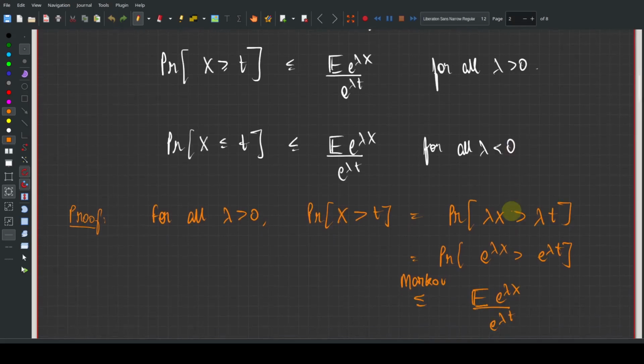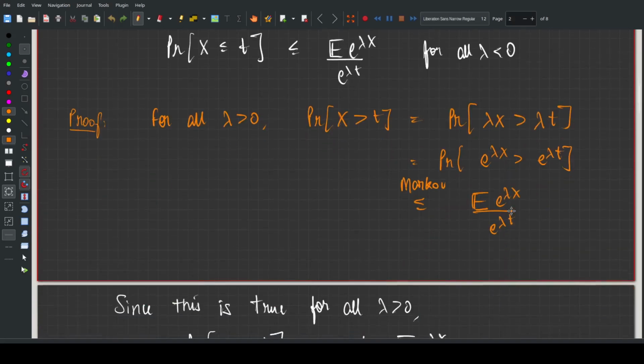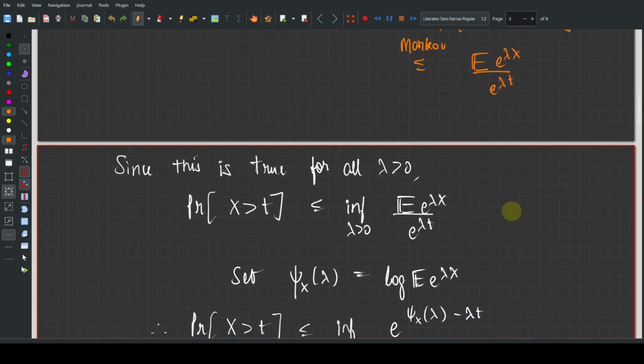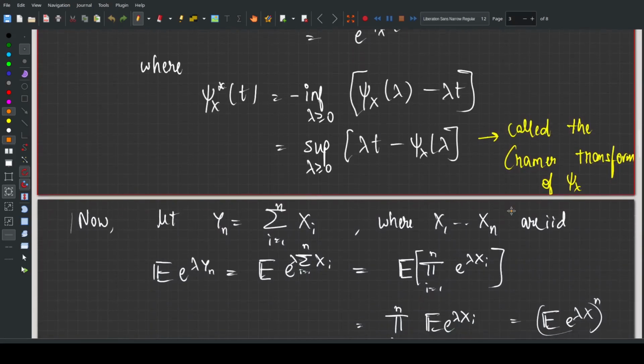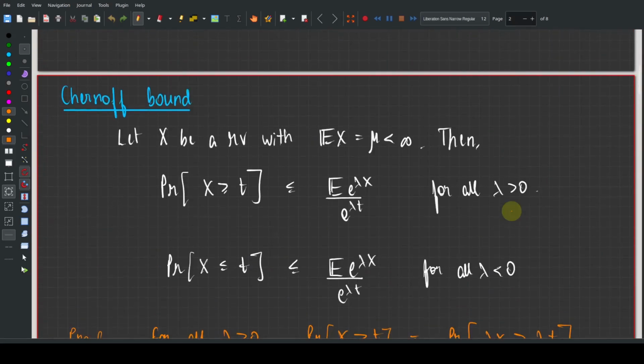Okay, so we derived a proof for this particular inequality, and again it was essentially based on Markov's inequality, right? We're applying Markov's inequality but on different random variables. Instead of applying Markov's inequality directly on the random variable x, for Chebyshev's inequality we applied it on x minus mu the whole square, but now we are applying it on e to the lambda times x. Right.